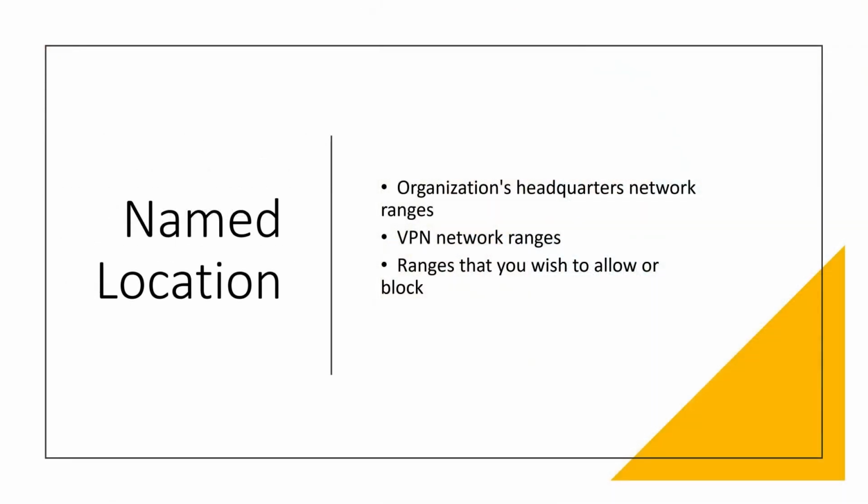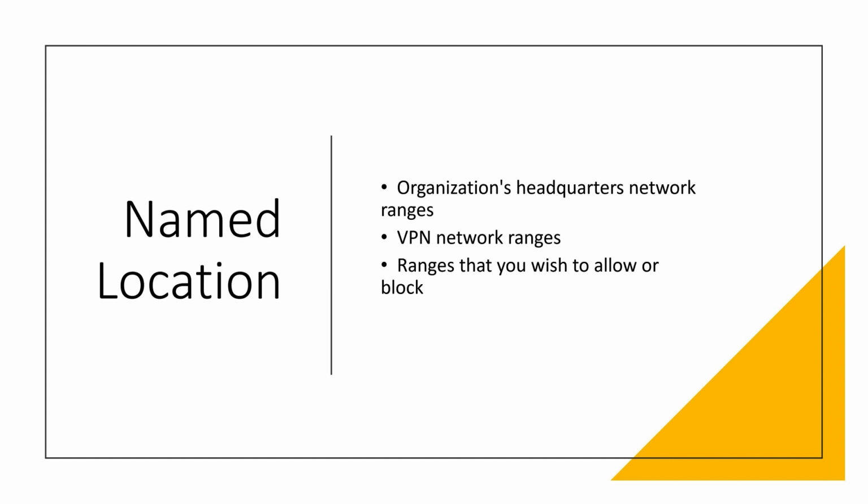Let's begin with what a named location is. These named network locations may include locations like an organization's headquarters network ranges, VPN network ranges, or ranges that you wish to allow or block. Named locations are defined by IPv4 and IPv6 address ranges or by countries.